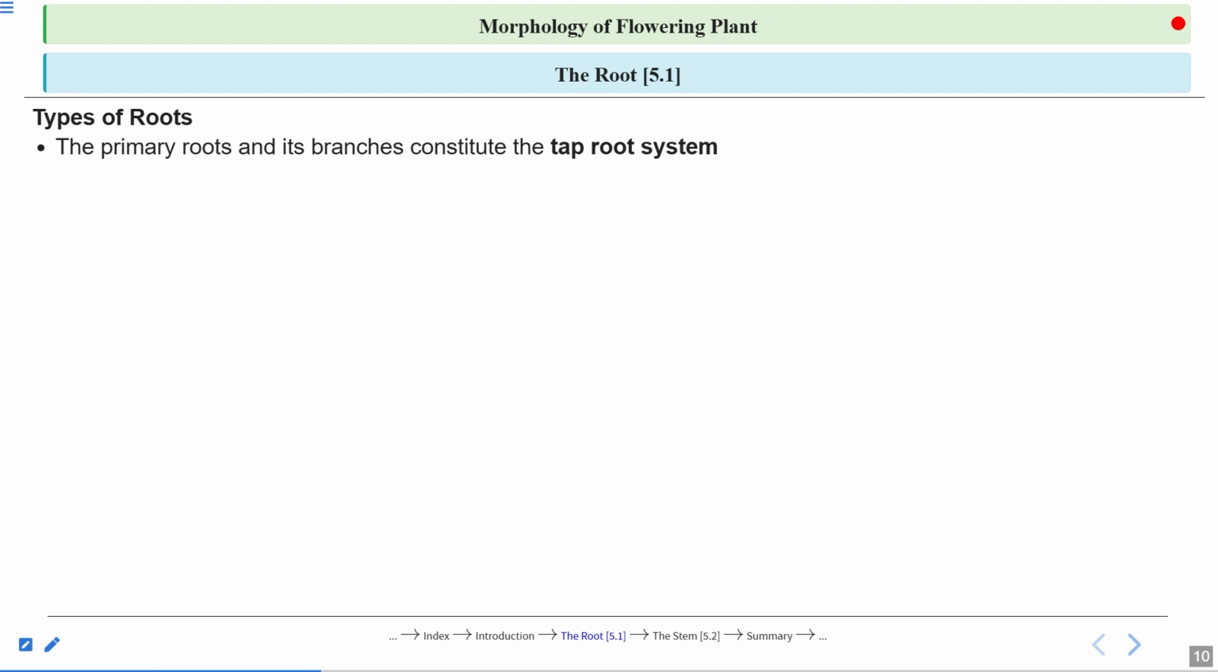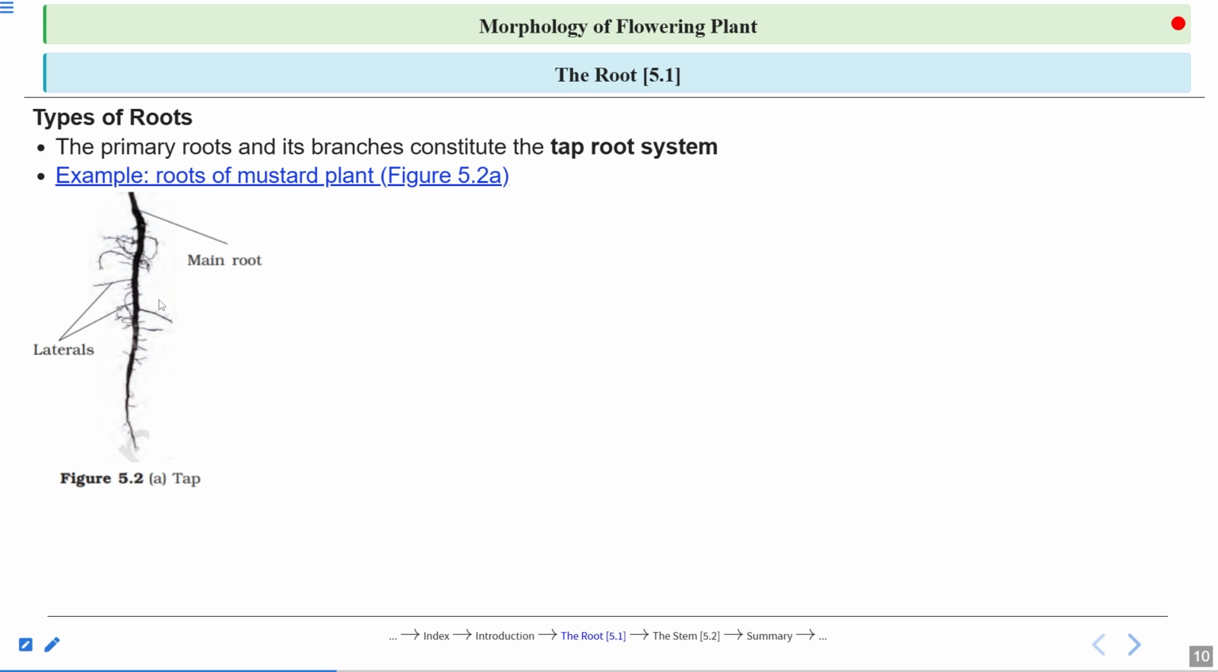The primary root and its branches constitute the taproot system. The first one is the taproot system. The primary root transformed into the taproot. So example, roots of the mustard plant. This is one of the examples of the taproot system, mustard plant, and the figure was also the mustard plant only.